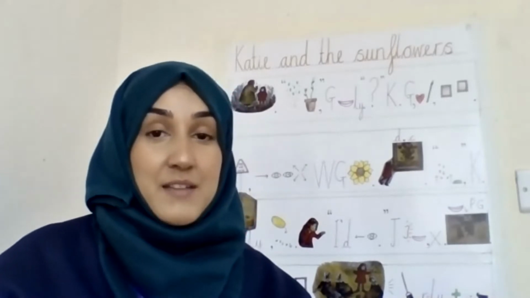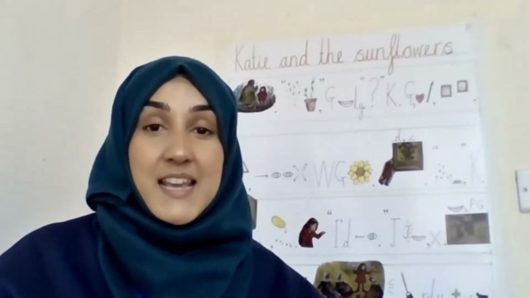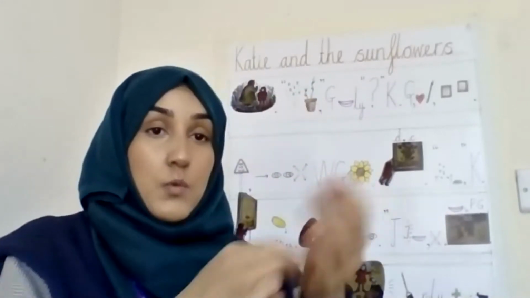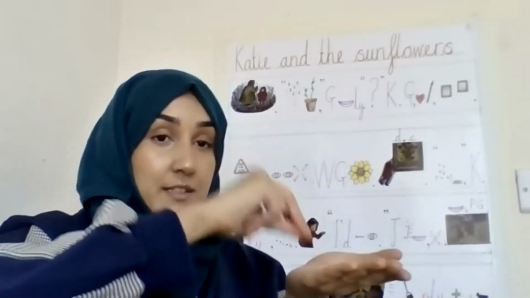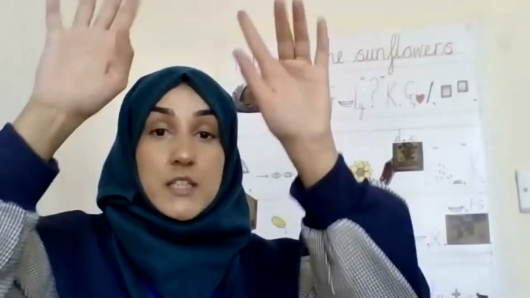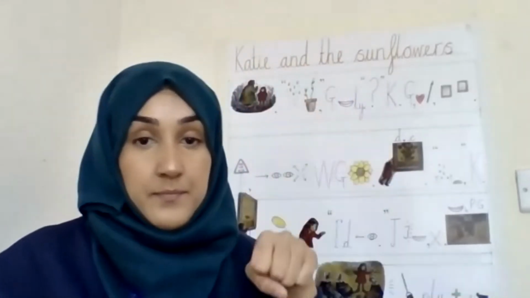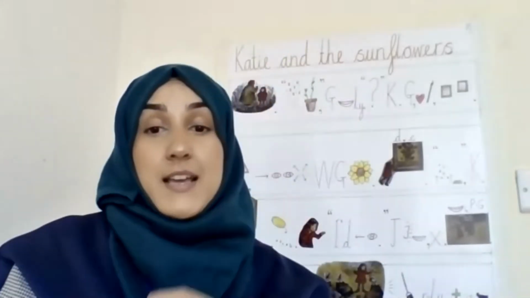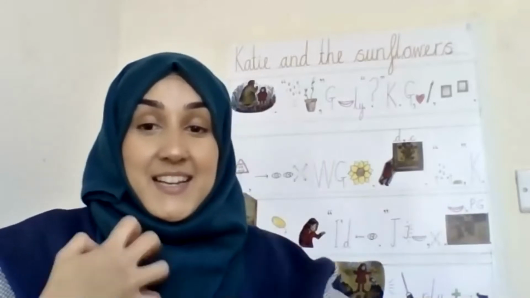Let's go. Katie and the sunflowers. Grandma was helping Katie plant some seeds in the garden when it started to rain. The rain will make everything grow, said Grandma excitedly.